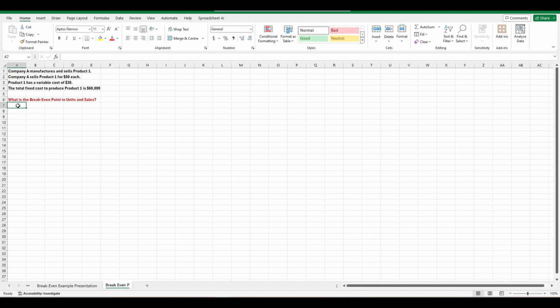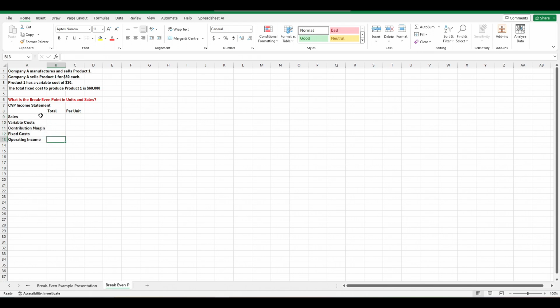So the first thing I'm going to do is to create our CVP income statement. And usually when we're calculating our break-even point, we would already have this created. But since we're pretending like it's a new question, I'll just create it. So we have our total and our per unit. And then we have our sales, our variable costs. We have our contribution margin. We have our fixed cost and then operating income.